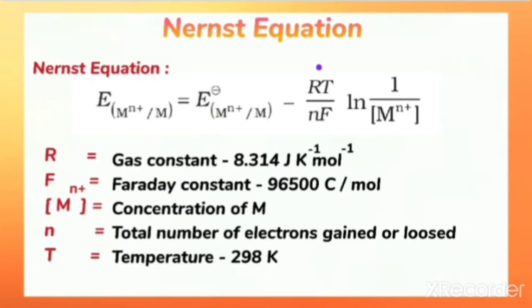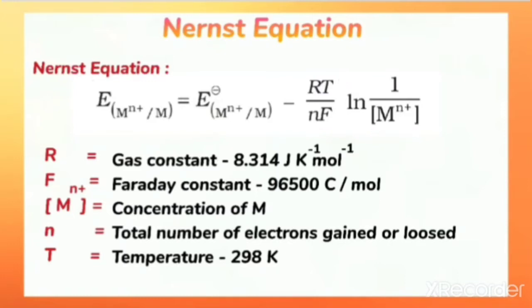Its value is 8.314 joule per Kelvin per mole. T is the temperature, which is taken as 298 Kelvin. n is the number of electrons either lost or gained. And F is the Faraday's constant. Its value is 96500 coulomb per mole. And the concentration of the ion is represented here.